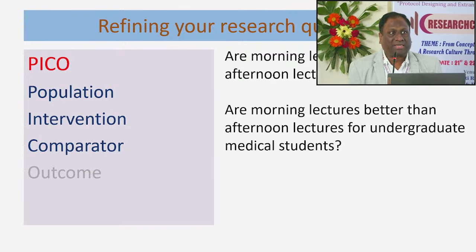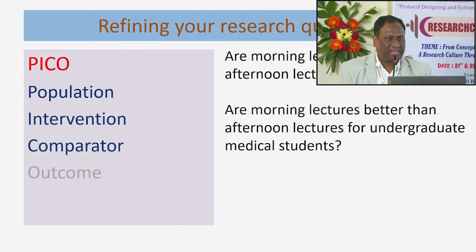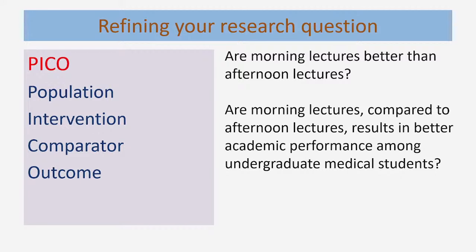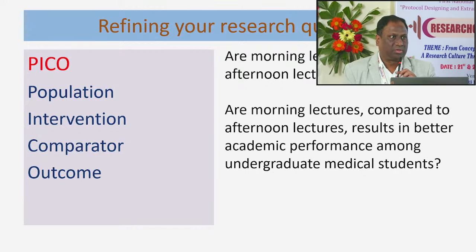And outcome: what is the outcome you are studying? Whether morning lectures are better in which outcome? Whether it is improved attendance, whether it is improved retention of what is being taught, whether it is any other thing. So you have to specify the outcome here. We can specify the outcome like better academic performance. This is the outcome we want. We don't want the outcome as improved attendance. You can have any other outcome. So you have to specify these things.